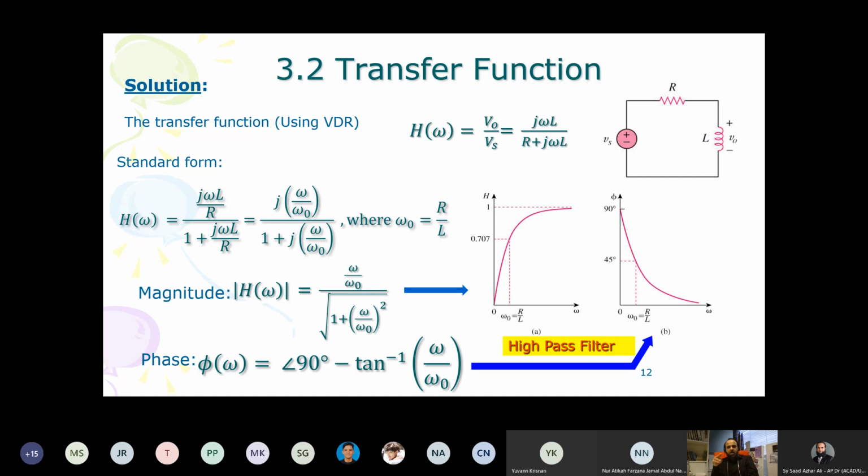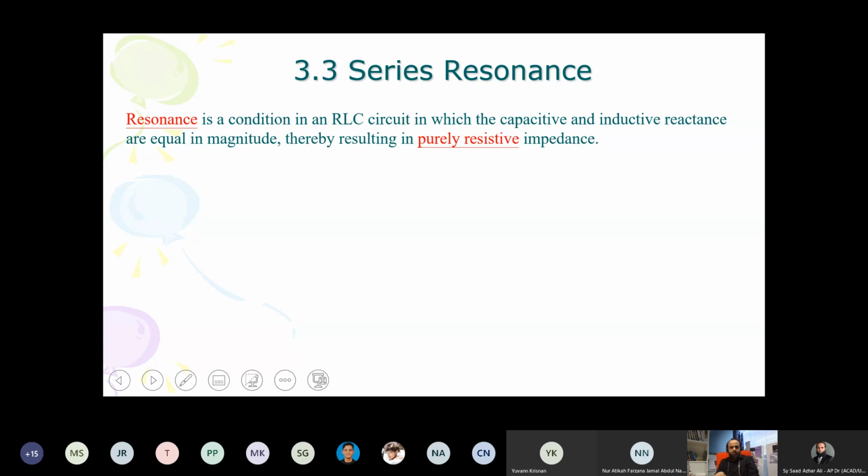So far, we have seen either RC or RL, and we will be looking at circuits having all R, L, and C components. Then we have to see what the effects of that are. But the most important thing that we want is to have resonance. Resonance is a condition in an RLC circuit in which the capacitive and inductive reactance are equal in magnitude, thereby resulting in purely resistive impedance.